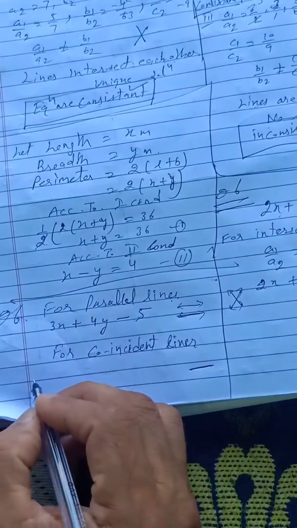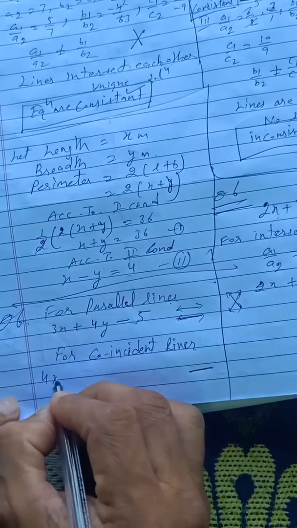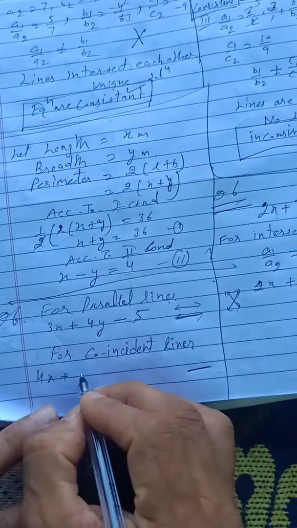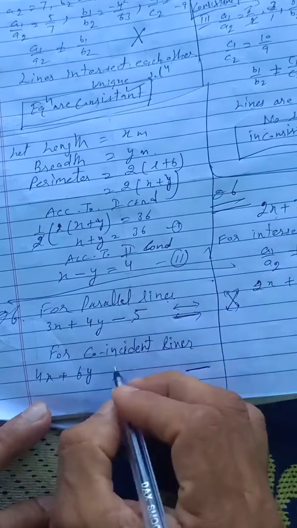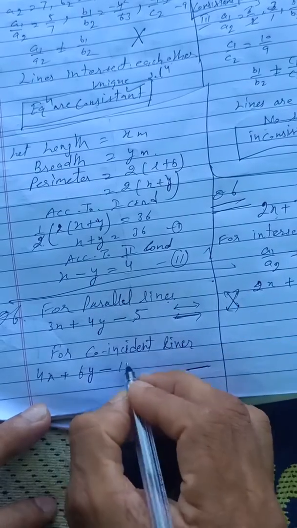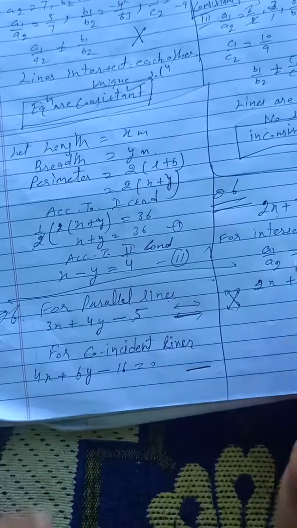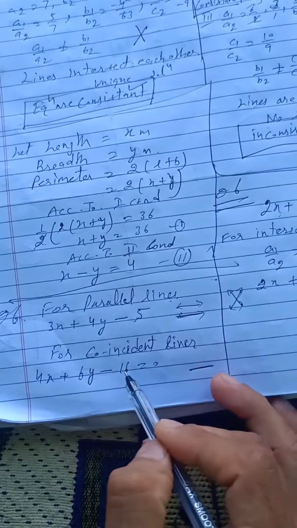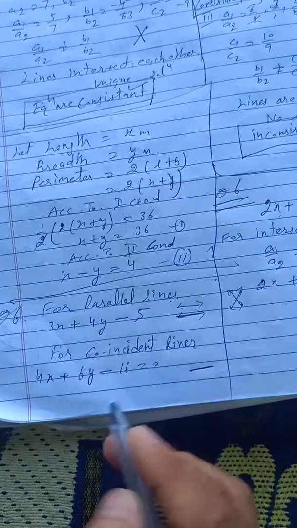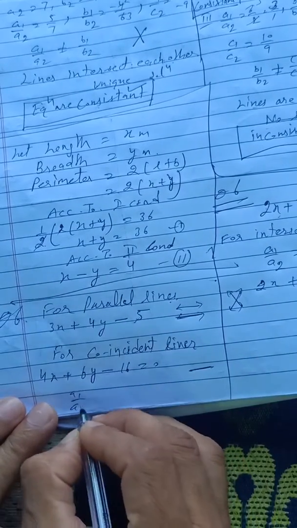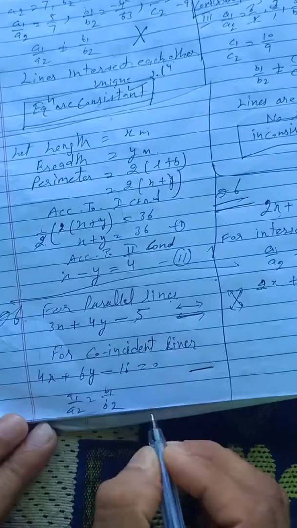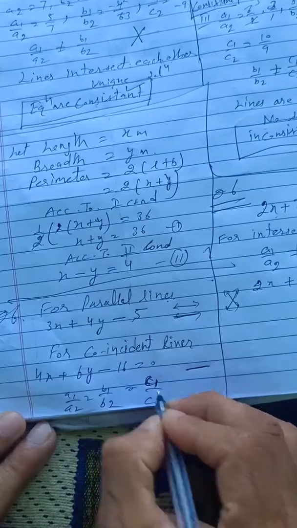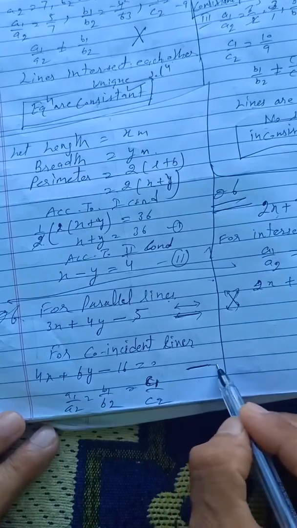For example, 2x plus 3y minus 8 equals 0 and 4x plus 6y minus 16 equals 0. 2 by 4 is 1 by 2, 3 by 6 is 1 by 2, and minus 8 by minus 16 is 1 by 2. It means a1 by a2, b1 by b2 is equal to c1 by c2. All are equal, then the lines are coincident.